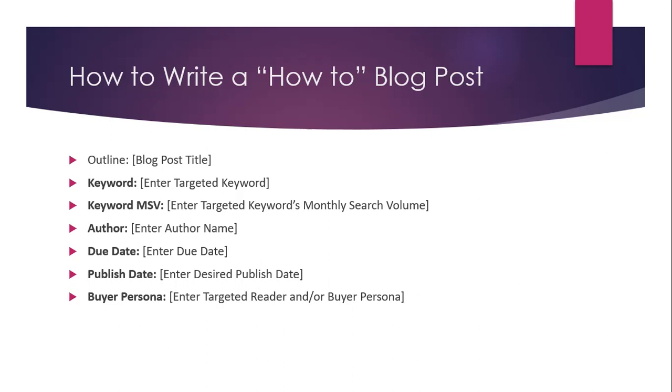Then you have to enter the author name. Then you have to enter the due date. You have to enter the desired publish date. Then you have to define your buyer persona. Okay, so you have to enter the targeted reader or buyer persona. So these guidelines you have to keep in mind while creating a how-to blog post, right?